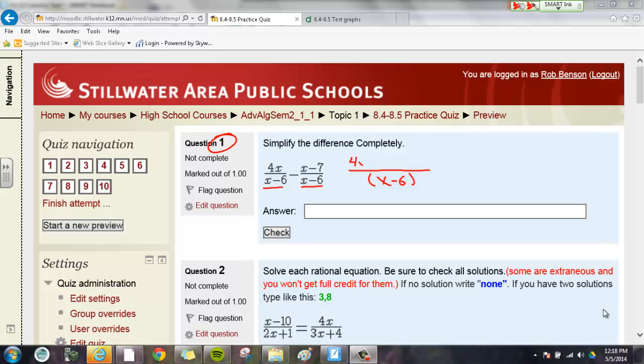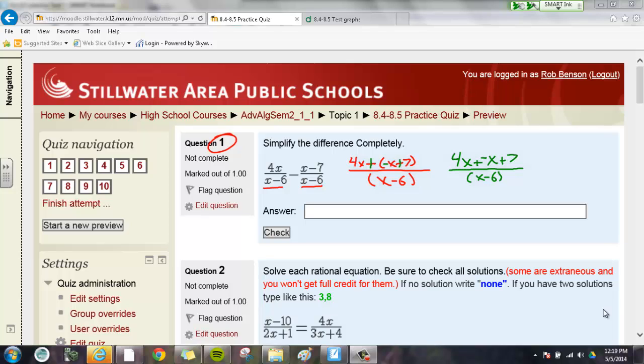So we have 4x minus (x minus 7). Okay, we're subtracting that whole thing. Now remember, when you subtract the whole parenthesis, what you want to do is change it to a positive, make everything else on the inside the opposite, and get rid of the parentheses. So really what you have then is 4x plus negative x, because you have the negatives, plus 7 right there. And that is all over x minus 6 at this point.